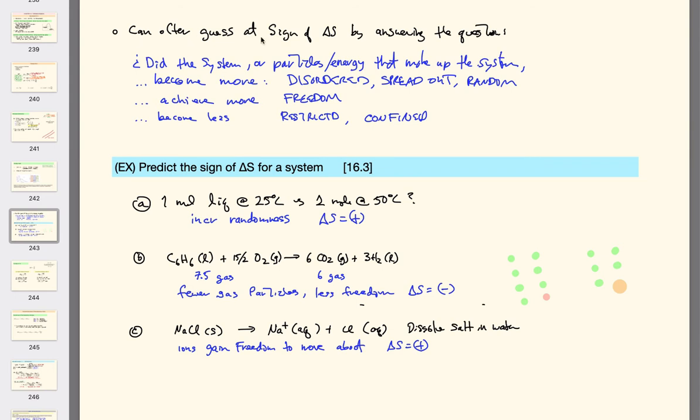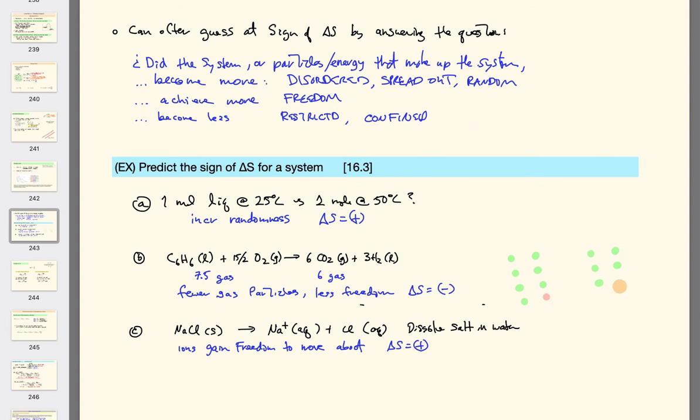Oftentimes, standard fare questions are, can you tell me the sign of delta S? Is delta S positive? Well, you can't do that if you don't understand the concept. So what I normally do is ask a question that's getting at this: did the system or the particles or energy that make up the system become more disordered or spread out or random, or did they get more freedom, or did they become less restricted or confined? All of those are my paraphrases for how you see if entropy is getting more positive. And remember, that's towards spontaneous.